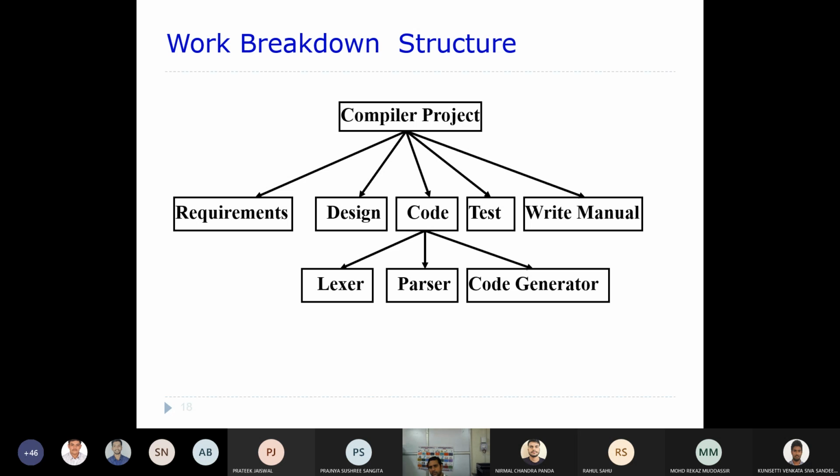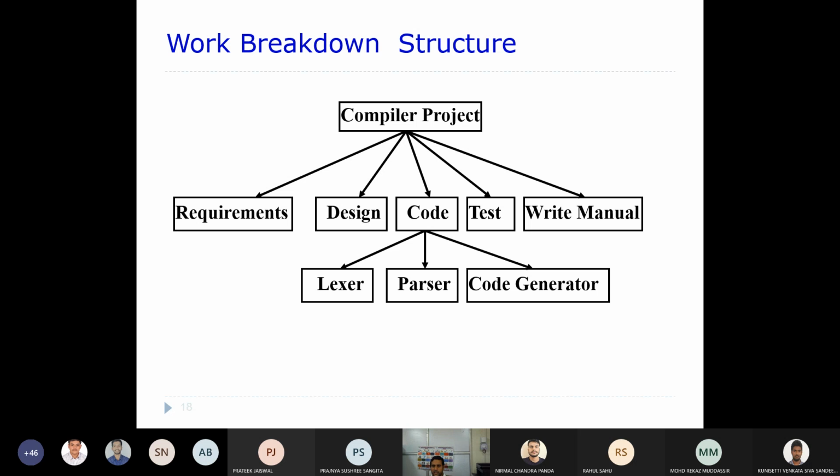The best example here you can see is a compiler project. Let's say you wanted to represent the work breakdown structure of this compiler project. You wanted to develop a compiler. Usually you can divide this large project. The compiler project name is the root node, and the child nodes of this root node are requirements, then design, then code, then test, and then write manual.